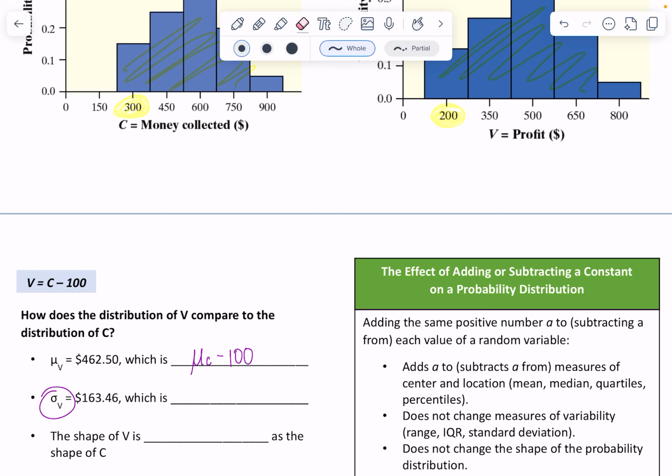So when they say the new standard deviation of V, his profit, it's going to be the same as the old one. The C is for the old one and V is for the new one. All right, and the shape of V is, again, the same. Shape is never affected by anything. You can multiply it, divide it, add, subtract. The shape would be the same shape. If it was symmetric, it's still symmetric. If it was right skewed, it would stay right skewed.